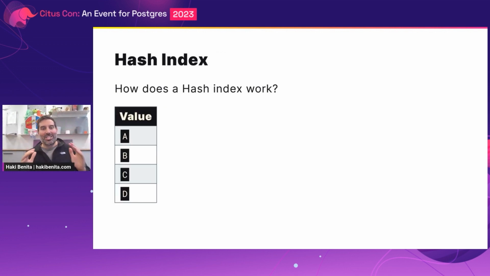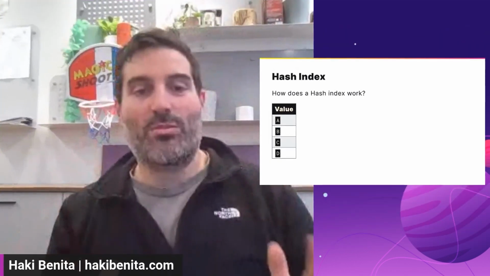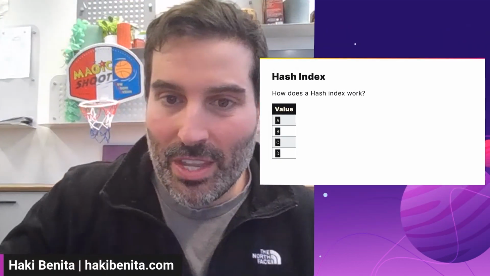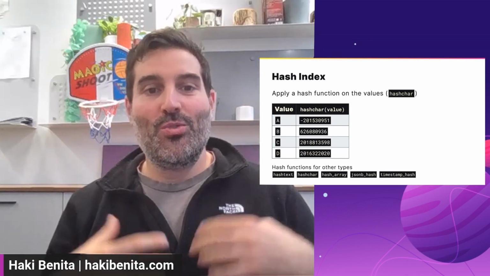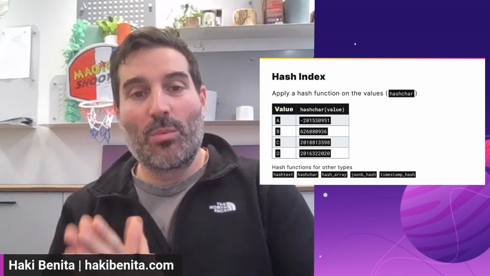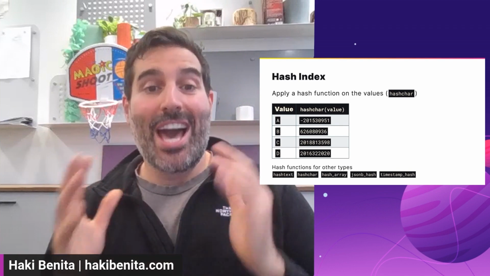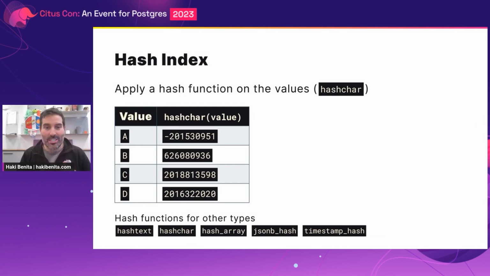So how does a hash index actually work, okay? Let's say that we have these values, A, B, C, and D, okay? And now we want to build a hash index on these values. The first thing that we need to do is apply a hash function on every value. And in the slides, you can see the result of this hash function, okay? So for A, the value is -201, and so on.